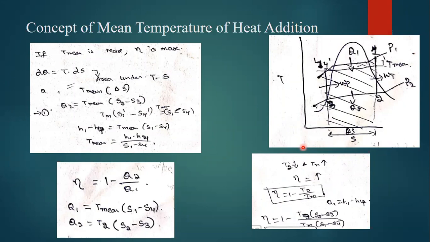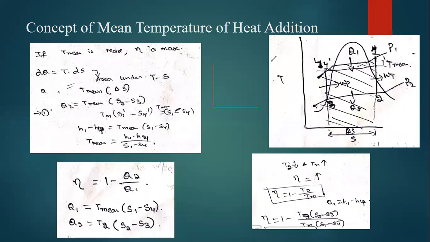Suppose the input conditions for this cycle are something else, and we have taken another cycle, that means we have tested another equipment running on the same Rankine cycle. The input and output pressures and temperatures are going to be different, right? So whenever these are different, how can we confirm which is going to have better efficiency? By taking the mean temperature of heat addition.